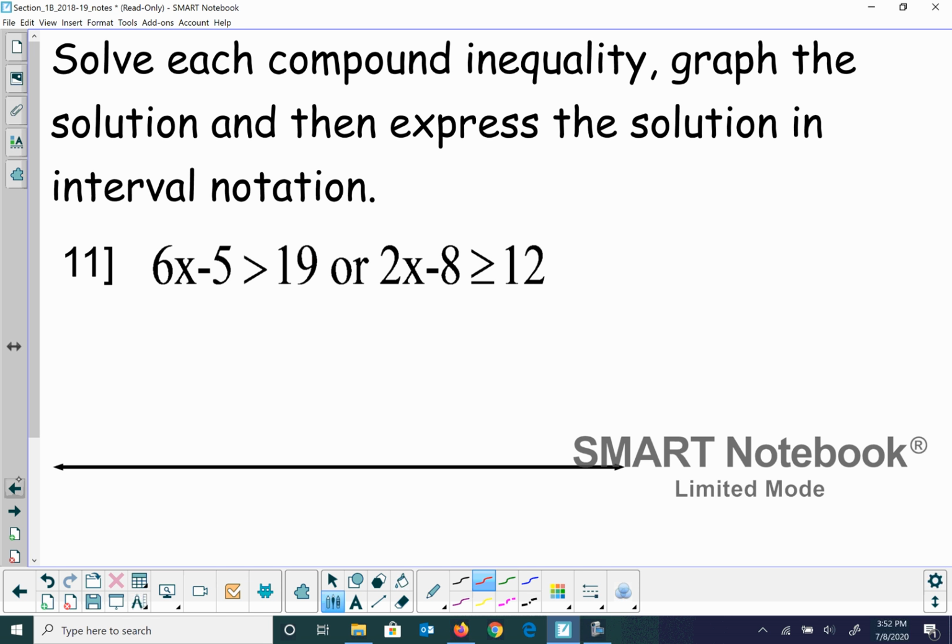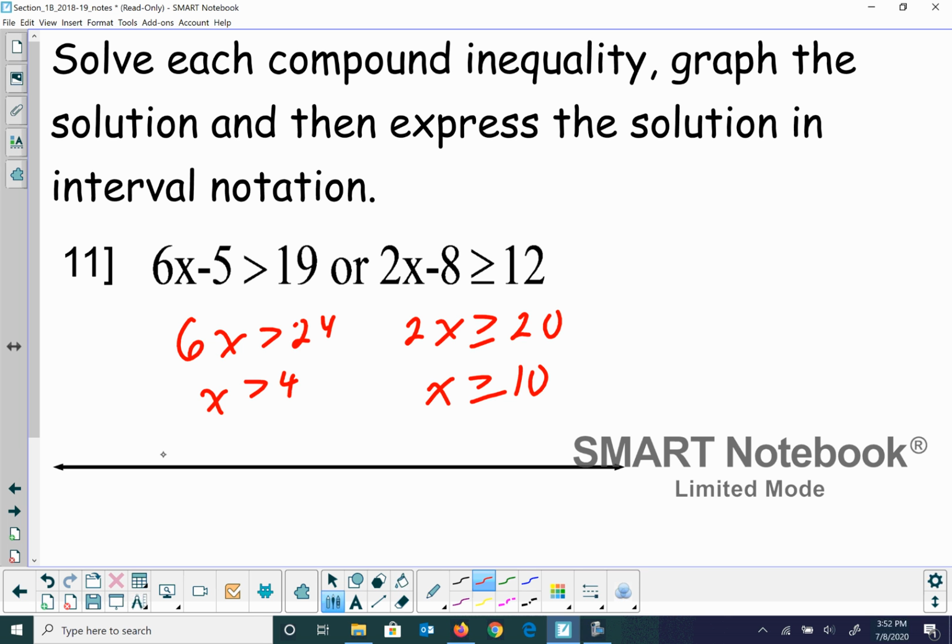OR problem again. Add 5. So if I add 5 to that, I get to what? 24. Divide by 6. Add 8. Divide by 2. All right, think about what this looks like. If I have 0 here, I have 4 here, I got 10 over here. So then I have an open dot at 4 going this way, and then I have a solid dot at 10 going this way.